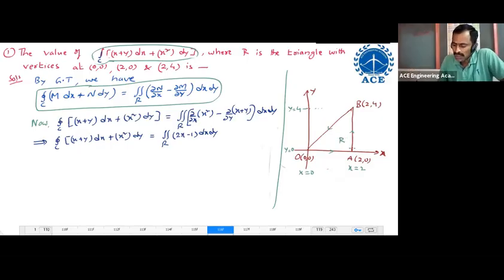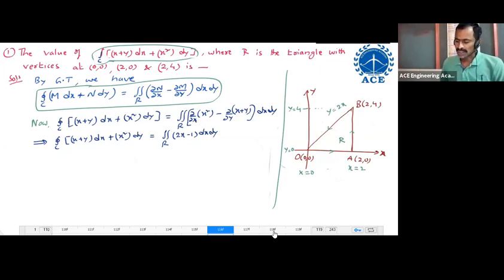The integral along the closed curve is the same as the double integral over the region only. And the equation of this curve is y equal to 2x. By using the two-point formula, you can write the equation of the curve. This is a closed curve.